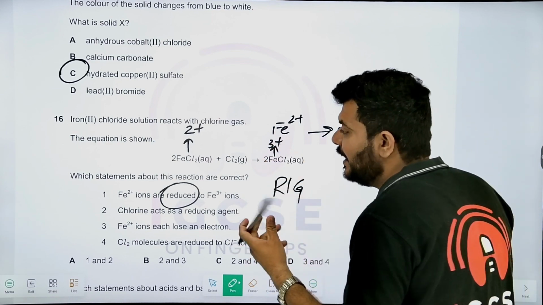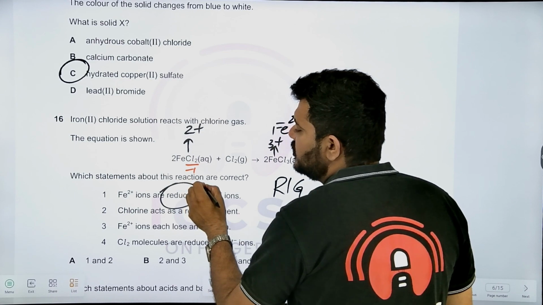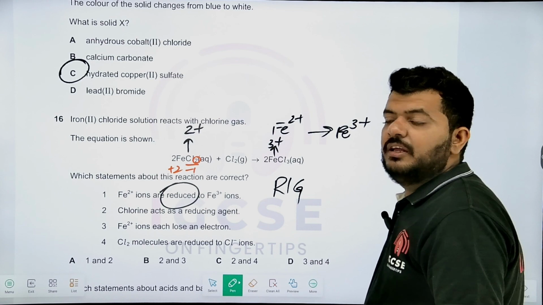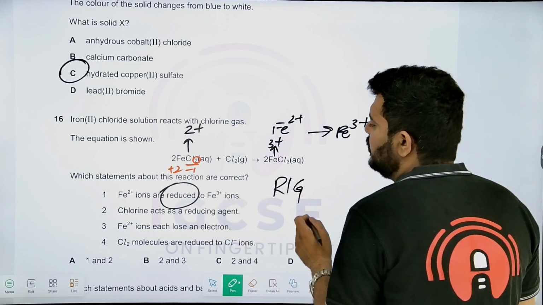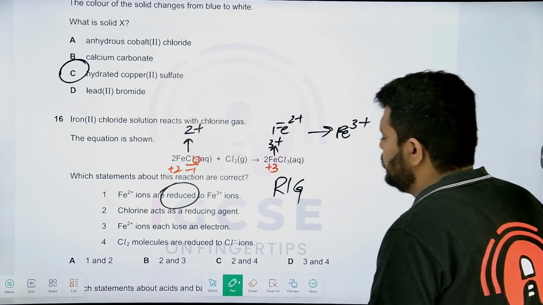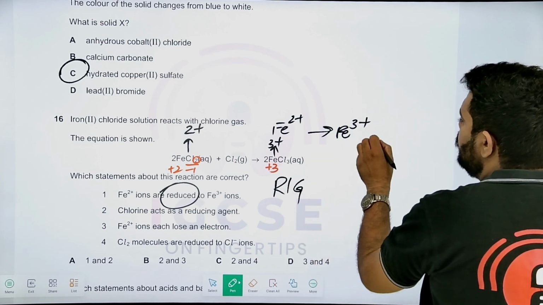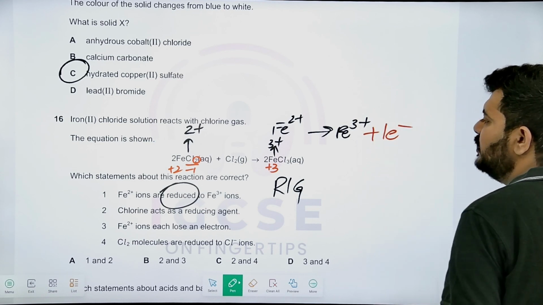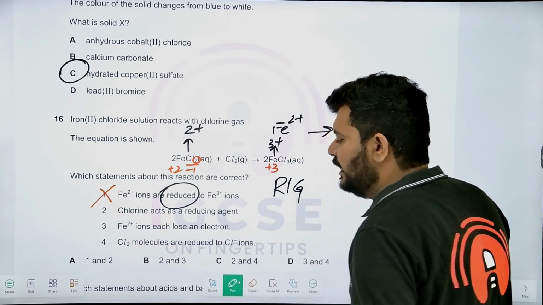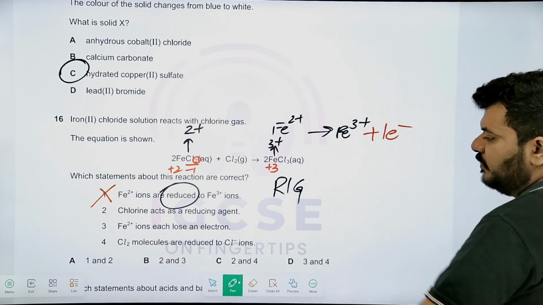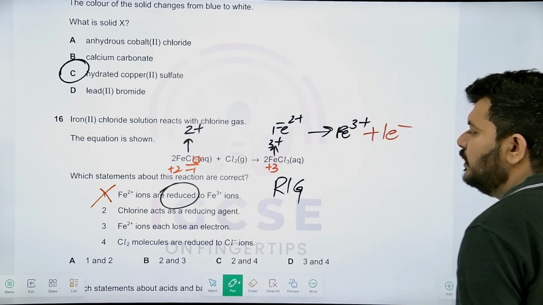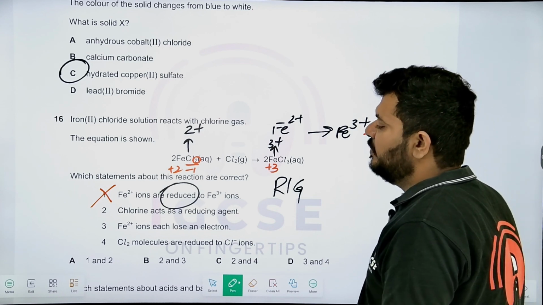How would you find that? Chlorine has a -1 charge and there are two chlorines, so Fe must have a +2 charge. Only then the compound has a 0 charge overall. With the same calculation, you will find iron has a +3 oxidation state over here. For this to happen, electrons must be removed and oxidation is taking place. So statement 1 is definitely incorrect, right? And there are very different kinds of options. So let's first find out which of the statements are correct.